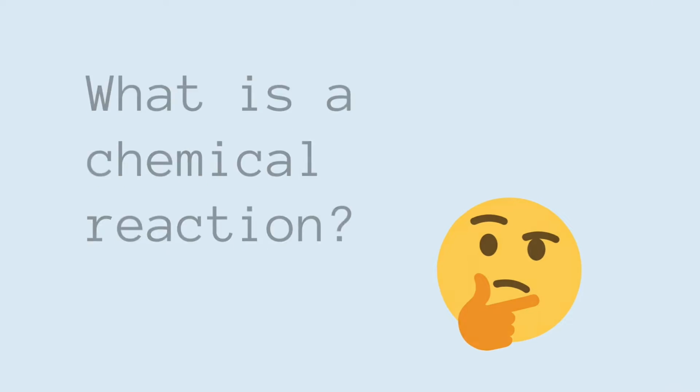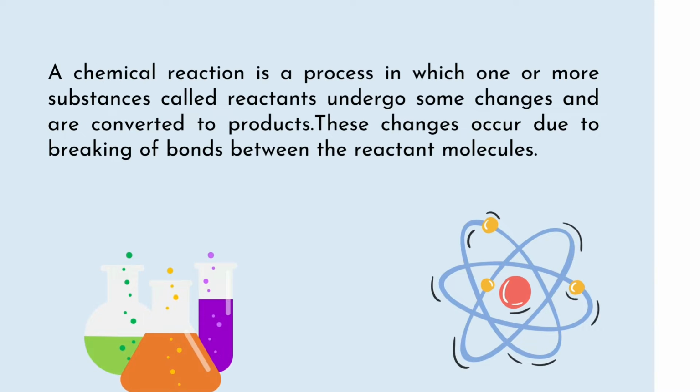First of all, the big question: what exactly is a chemical reaction? Basically, it's a process in which a substance termed a reactant is converted into a different, or let's say, new substance which is termed a product. In this process, the reactant undergoes changes, mainly due to the breaking of the bonds between its constituent molecules. Such a process is shown in the form of an equation.